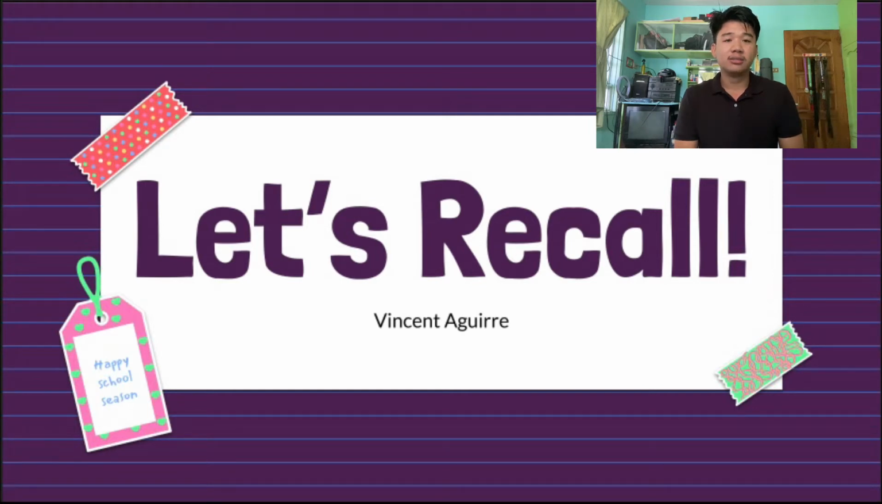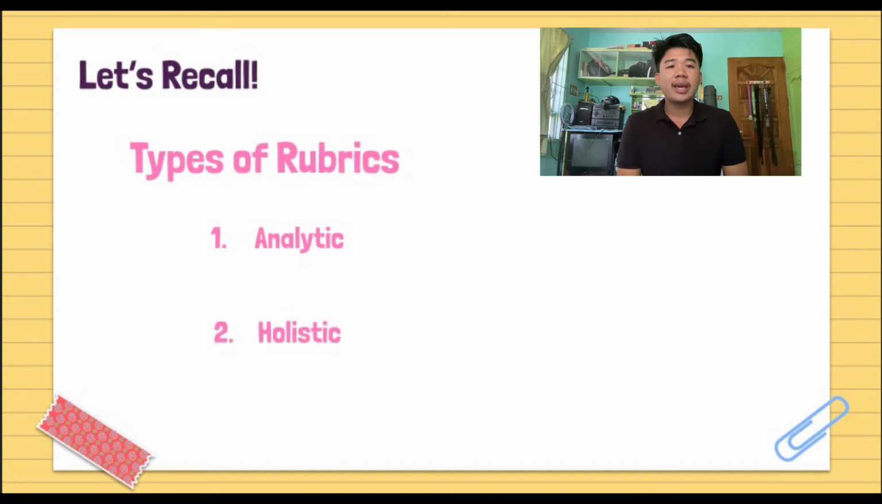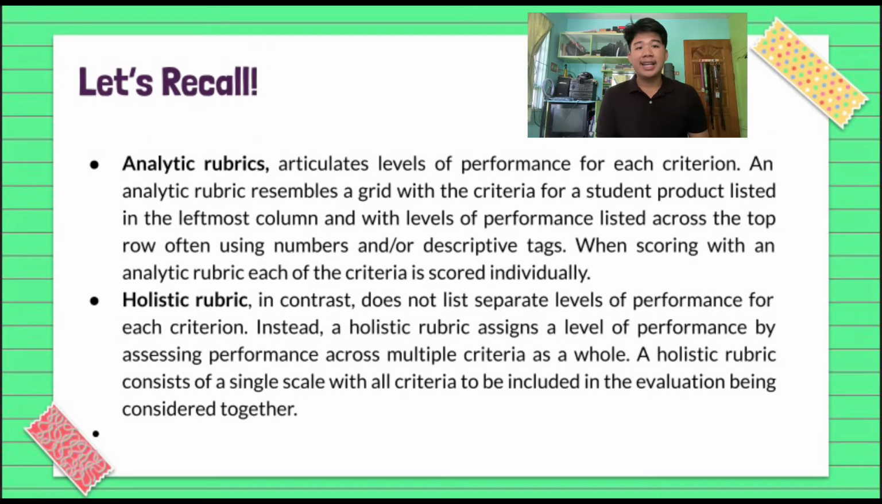Before we proceed to the next topic, let's have a recall first. So there are two types of rubrics. We have analytic and holistic type of rubric. Analytic rubrics articulate levels of performance for each criterion.